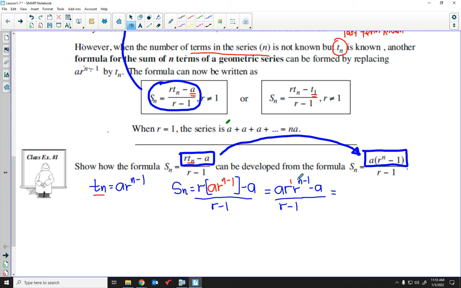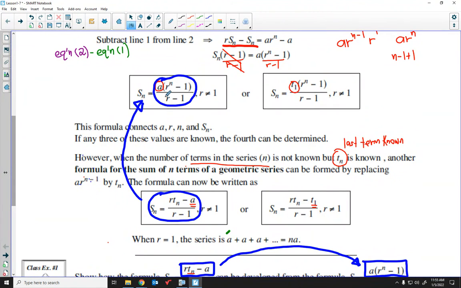Okay, if we combine the exponents, it would be 1 plus n minus 1, which would just eliminate the 1 and the negative 1. So that would become a r to the power of n minus a, and then divide this by r minus 1. And then if you factor a common a out of the top, you get S of n is equal to a (r to the power of n minus 1) over r minus 1. Therefore, this equation and this equation up here are equivalent.